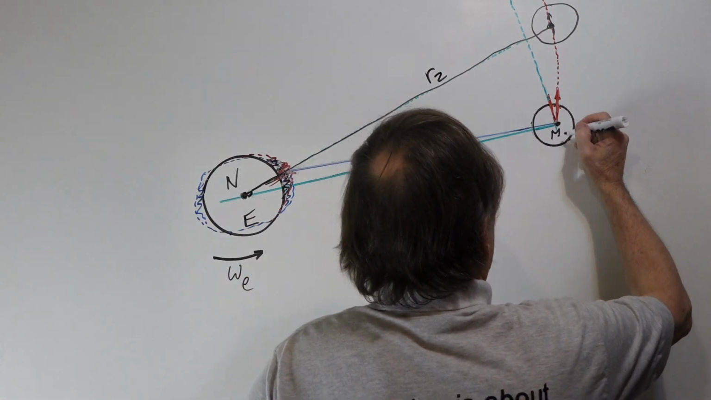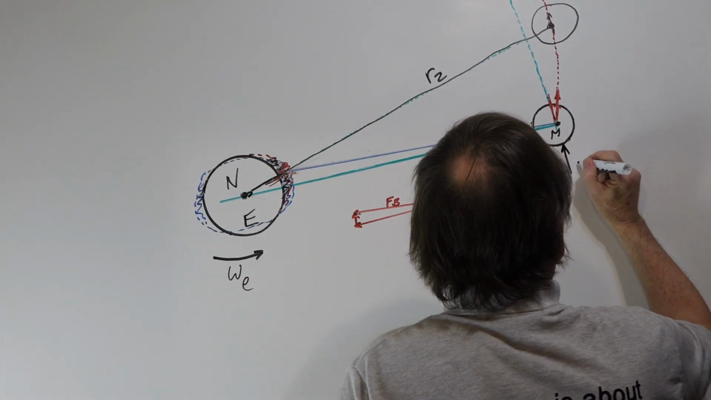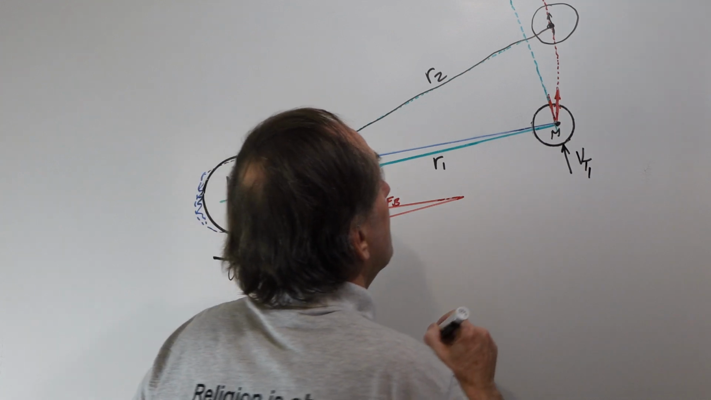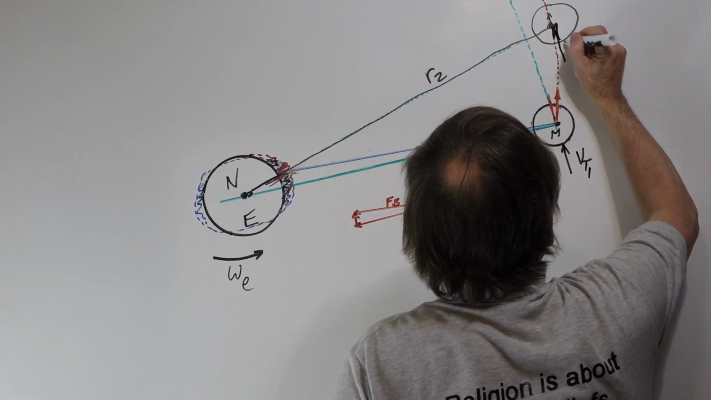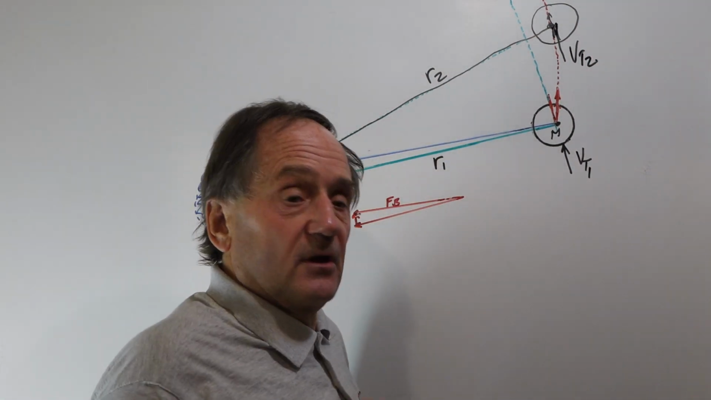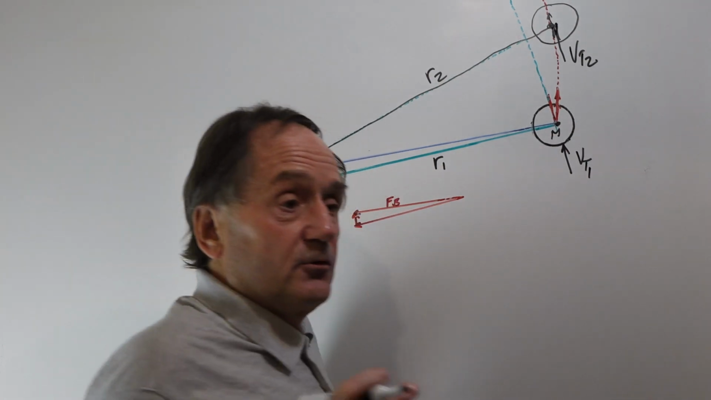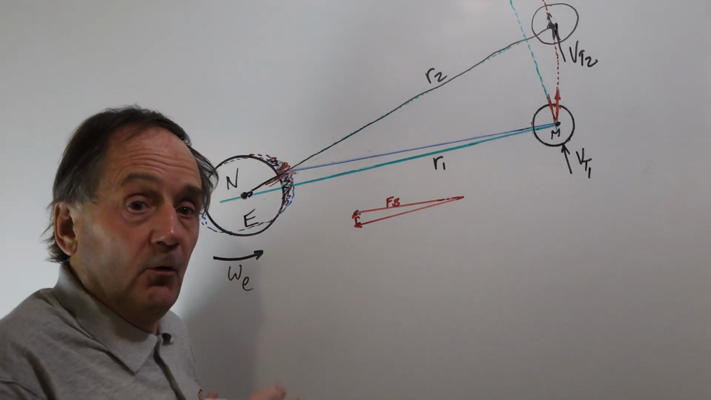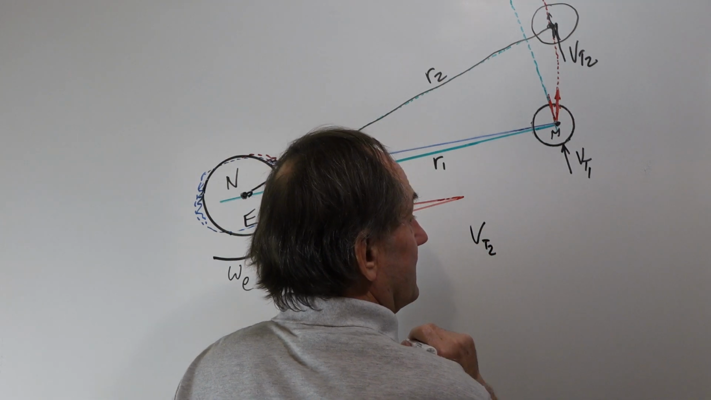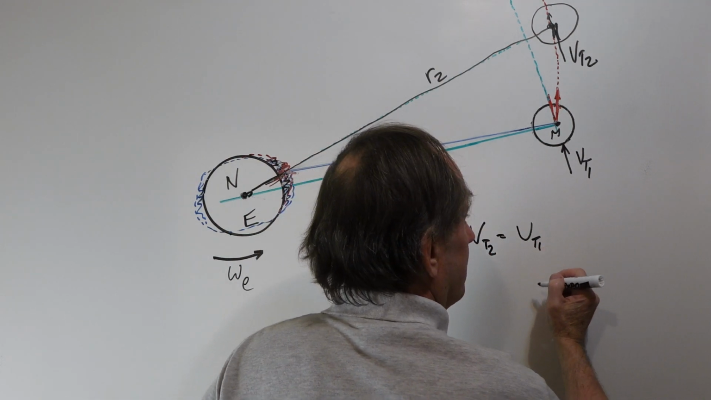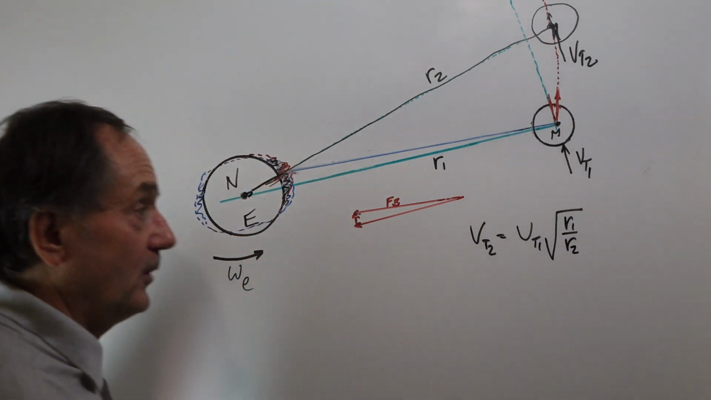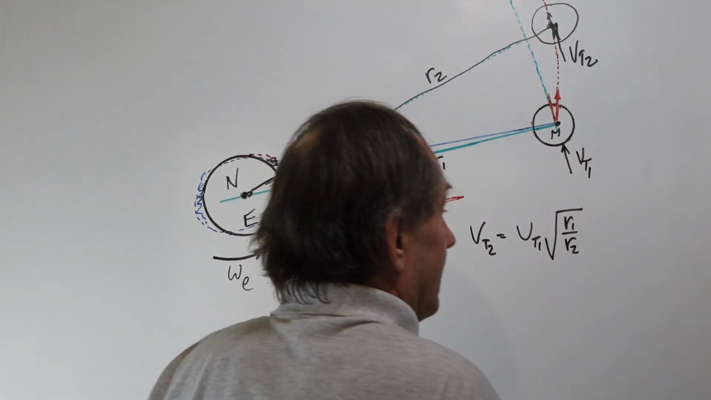Originally, the moon had an orbital velocity of, we'll call it VT1, and the new orbital velocity we'll call VT2. By Kepler's laws, we know that a larger orbital radius is accompanied by a lower orbital velocity. That is, we could say that the new orbital velocity is equal to the old orbital velocity times the square root of the ratio of the orbital radiuses, or radii.